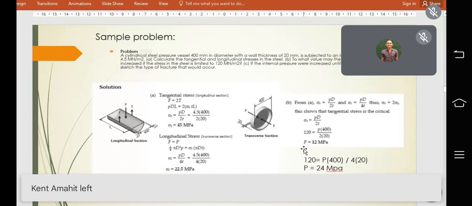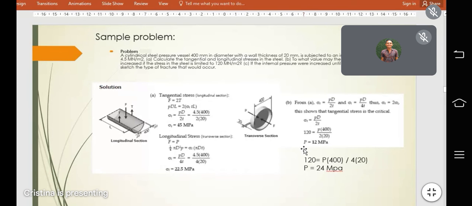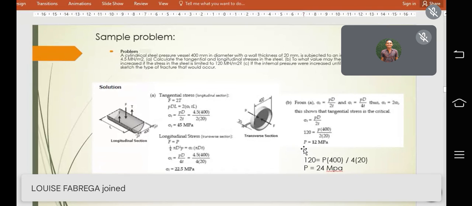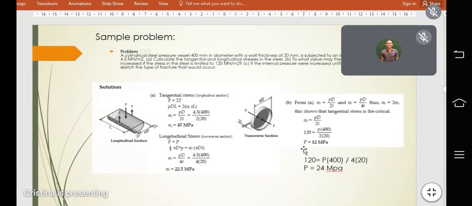Let's check again for PD over 4T, the longitudinal stress, if the pressure is okay. So 12 times 400 divided by 4 divided by 20, we get 60. So 60 is the longitudinal stress. So it's okay, it passes. How about for 24 MPa?